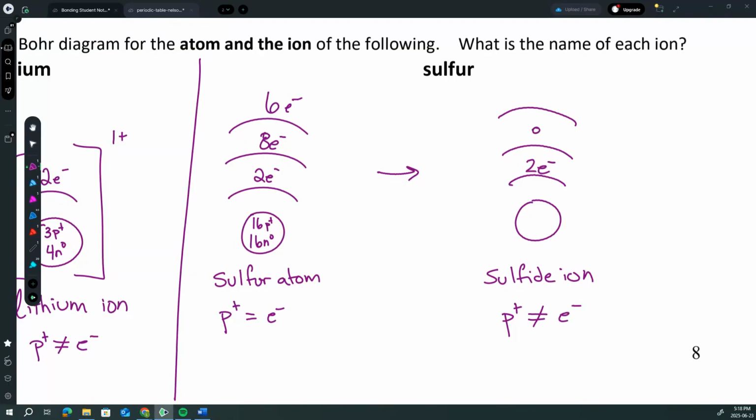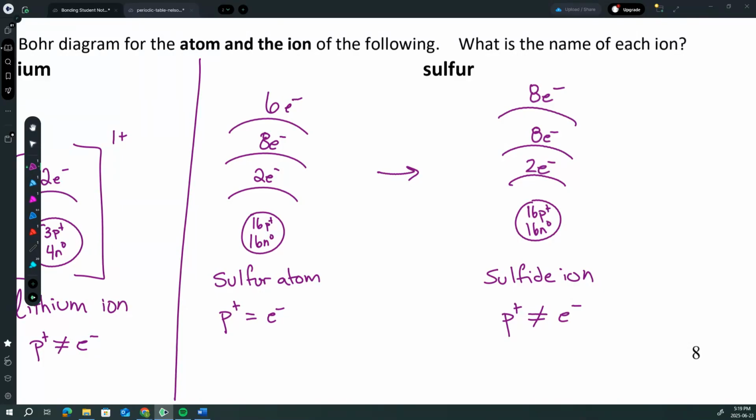So how I'm going to write this is going to be 2 electrons in the first shell or energy level, 8 electrons in the next energy level, and then 8 electrons in the outermost shell. And let's fill in the nucleus here. Again, for ions, the amount of protons and neutrons will not change. It's just the amount of electrons.